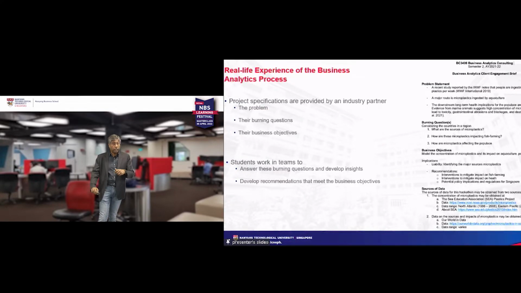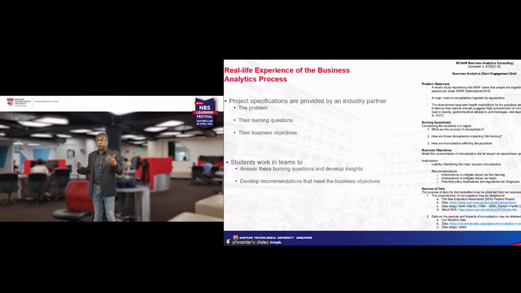So here's an example of a project that our students go through. We typically work with an industry partner. The industry partner in this particular case provides us a problem statement. Here, on your right, you will notice that the problem statement is about microplastics. Our industry partner is worried that people are ingesting about 5 grams of microplastics per week, and that these kinds of microplastics affect some health outcomes, but they also affect fish farming or aquaculture.